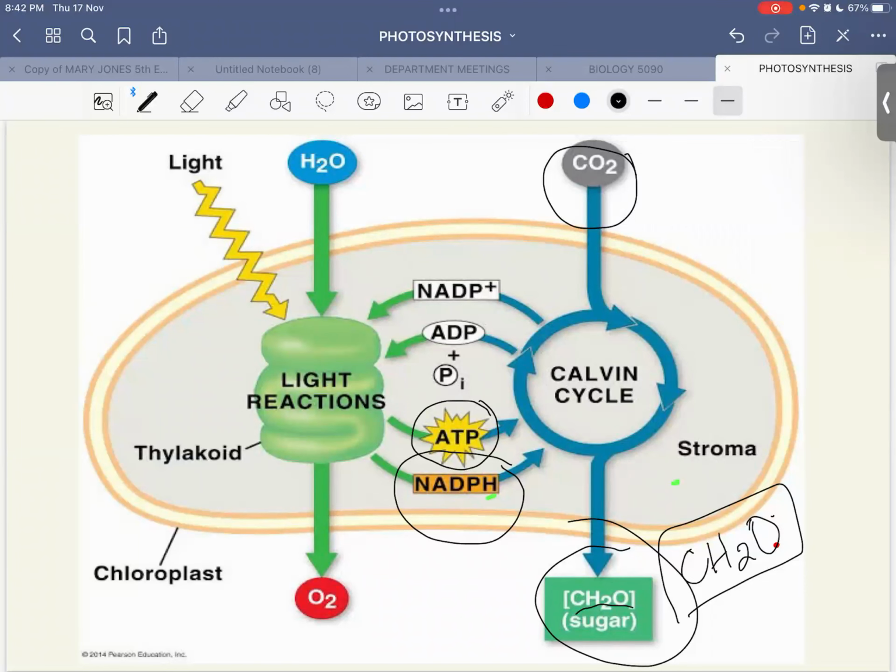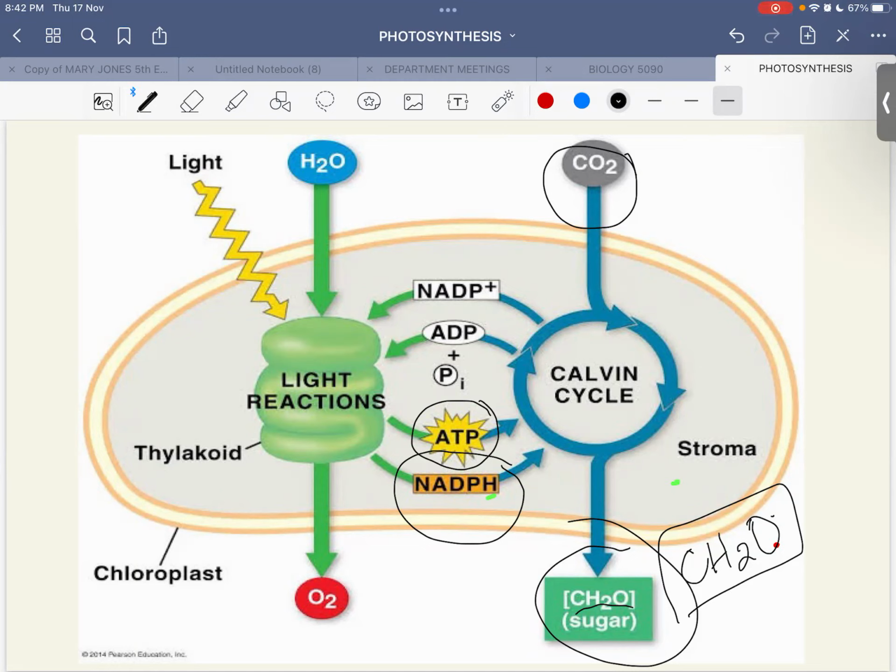Okay, so the process that is responsible for reduction of carbon dioxide into a sugar molecule is known as the Calvin cycle. It happens in the stroma of the chloroplast, just like the Krebs cycle and the link reaction used to happen in the matrix of the mitochondrion.